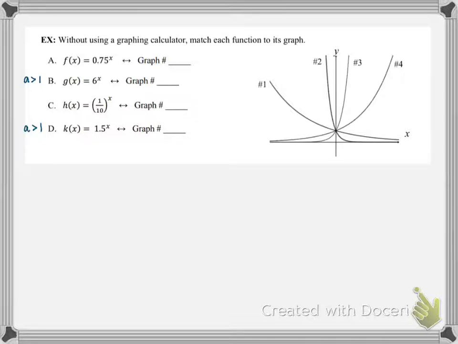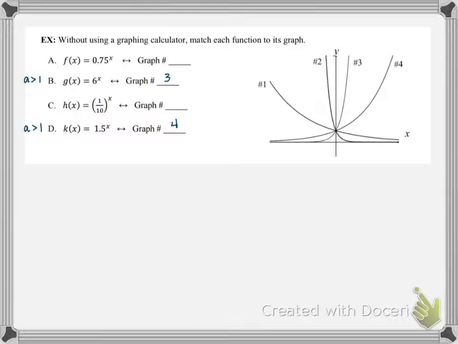And which is going to be which, do you think? So if I have 6 to the x and I have 1.5 to the x, and my options are 3 and 4, what do you think? 3 is B and 4 is D. Why? 3 increases at a greater rate. Yeah, it's going to get bigger faster, right? Because the base is bigger.